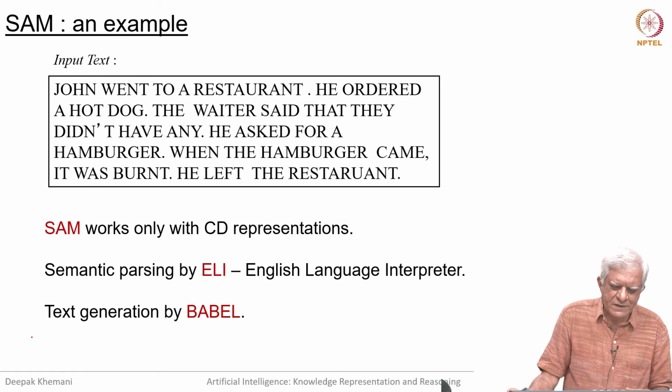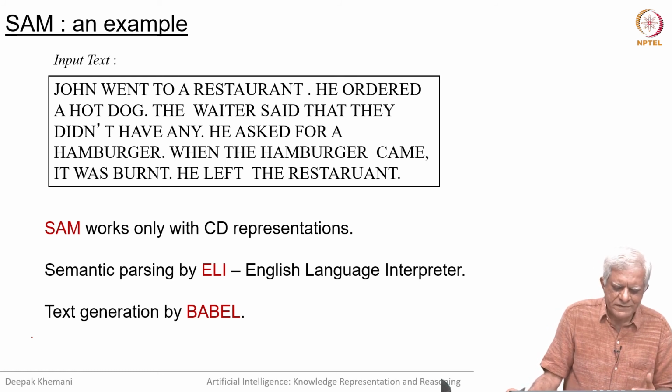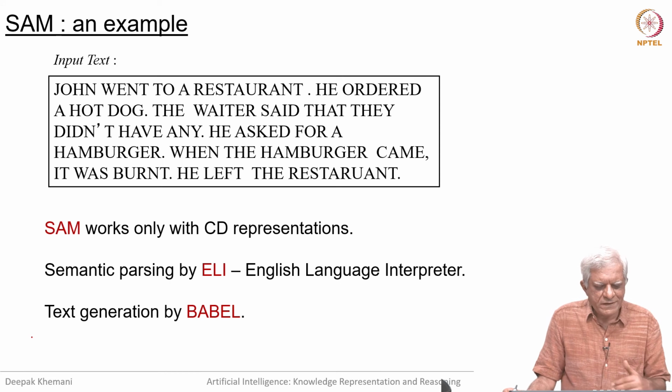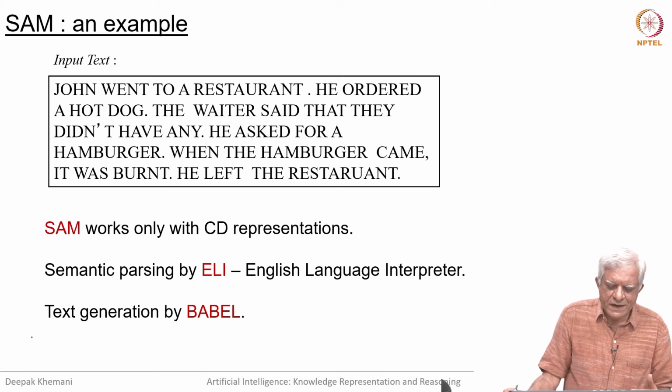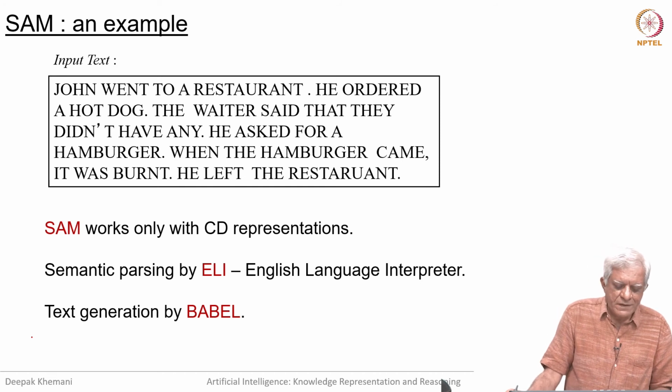So, here is an example of SAM. This is an actual example run by SAM. John went to a restaurant. He ordered a hot dog. The waiter said that they did not have any. He asked for a hamburger. When the hamburger came, it was burnt. He left the restaurant. Okay, this is all that is told to you explicitly, verbatim.